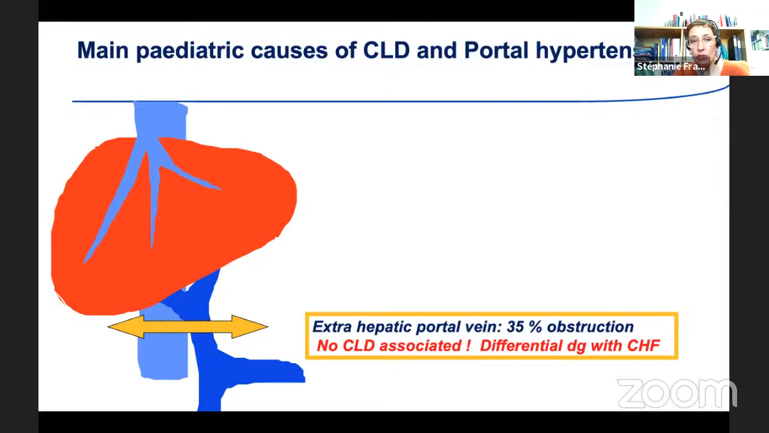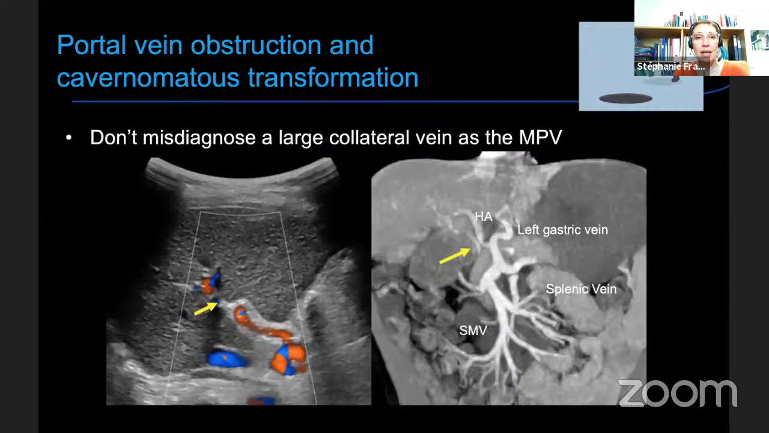So I showed you the differential diagnosis with congenital hepatic fibrosis. Another pitfall is to misdiagnose a large collateral vein like this one as the main portal vein. So this is not the main portal vein. In fact, this is a large biliary vein that creates the cavernoma transformation to feed the liver. And when you look at the CT scan, you see there was no main portal vein. This is the hepatic artery, and this is the cavernoma going to the liver. So the main portal vein is very straight, and when it's not straight, it may be a cavernomatous vein going to the liver.